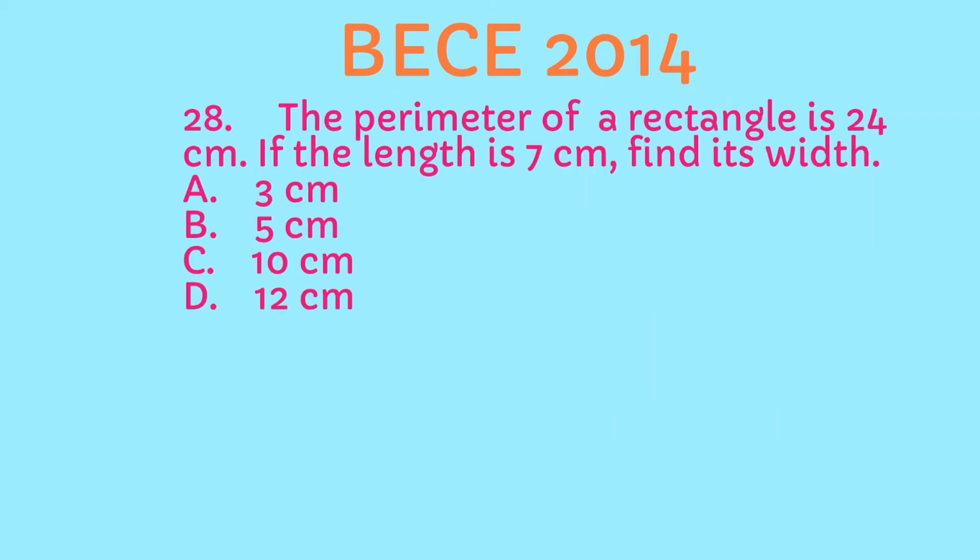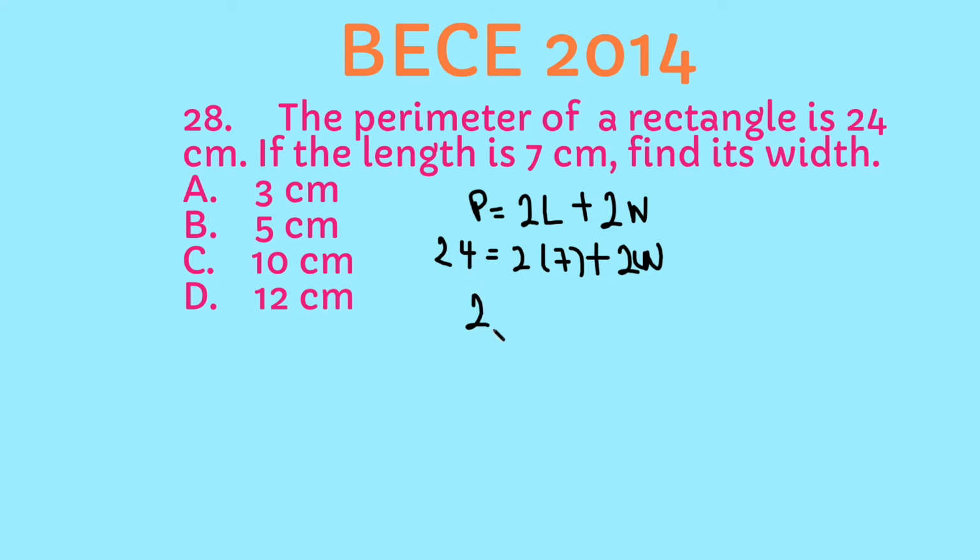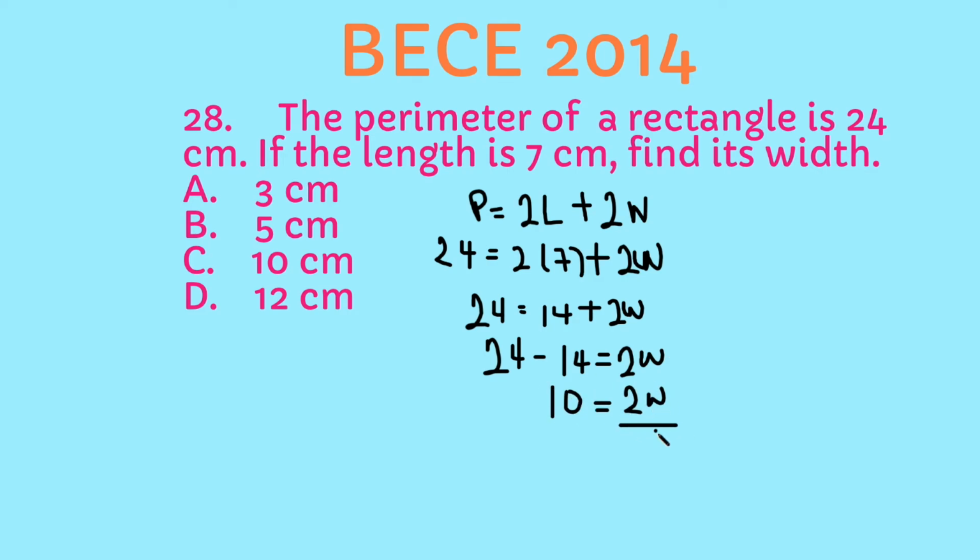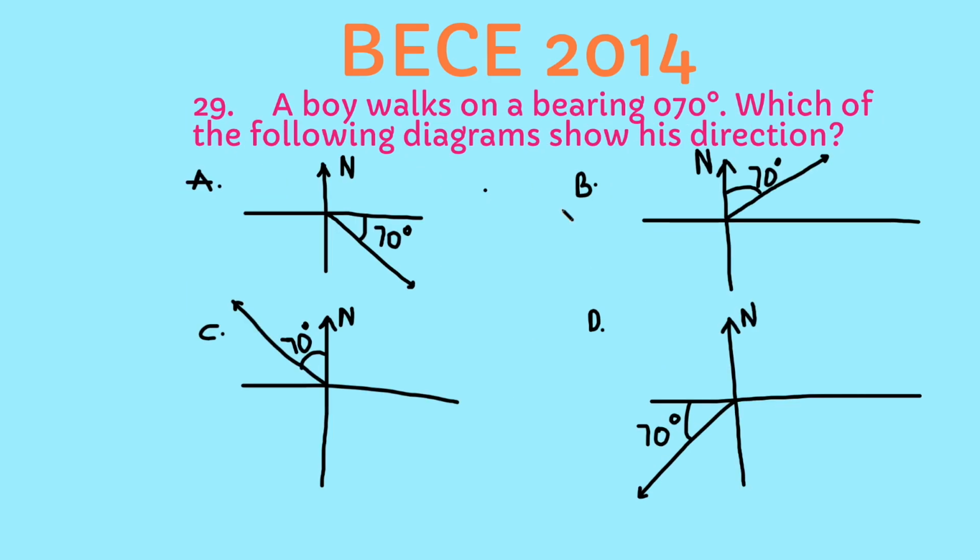The perimeter of a rectangle is 24 centimeters. If the length is 7 centimeters, we have to find its width. Now, the perimeter of a rectangle is equal to twice the length plus twice the width. We input our values. This is clearly substitution once you have been able to identify the equation. And our final answer will be the width being 5 centimeters, which is B.